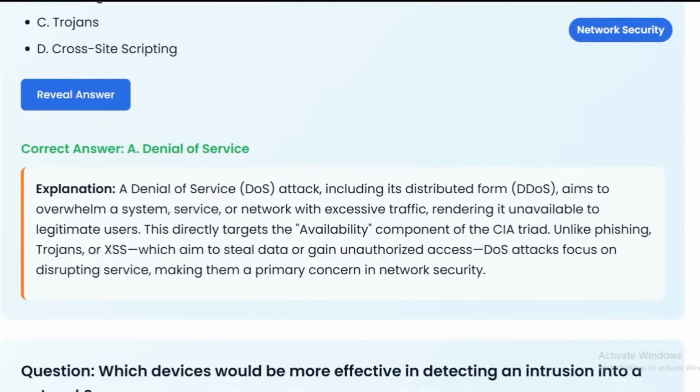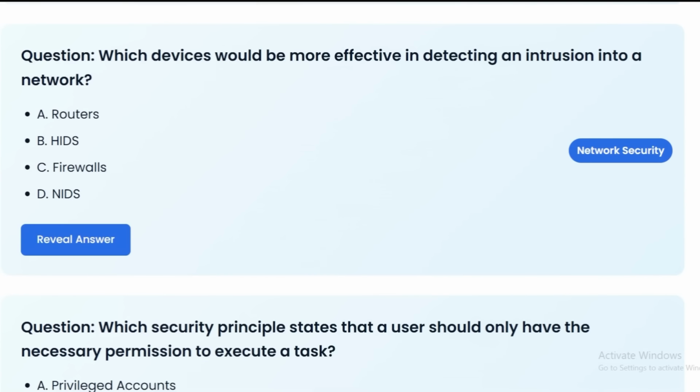Let's take another question, which says, which device will be more effective in detecting an intrusion into a network? So we are detecting intrusion here. A, routers, B, HIDS, C, firewalls, D, NIDS. So we have two similar options here. We have the HIDS and we have the NIDS. Of course, we know HIDS is the host intrusion detection system, and NIDS is the network intrusion detection system. Obviously, we know it's not a firewall.